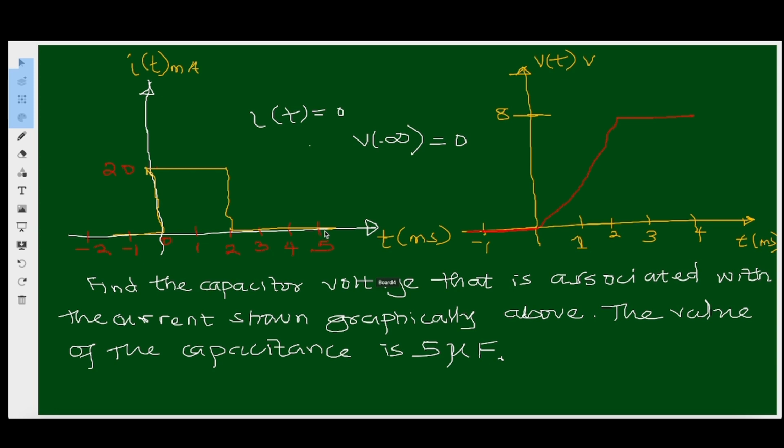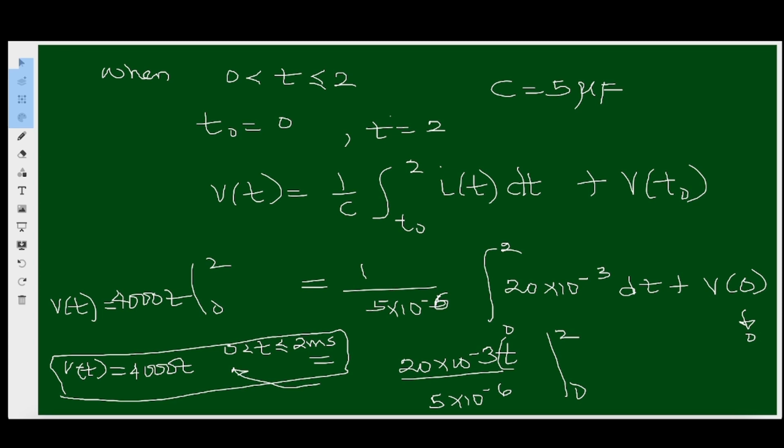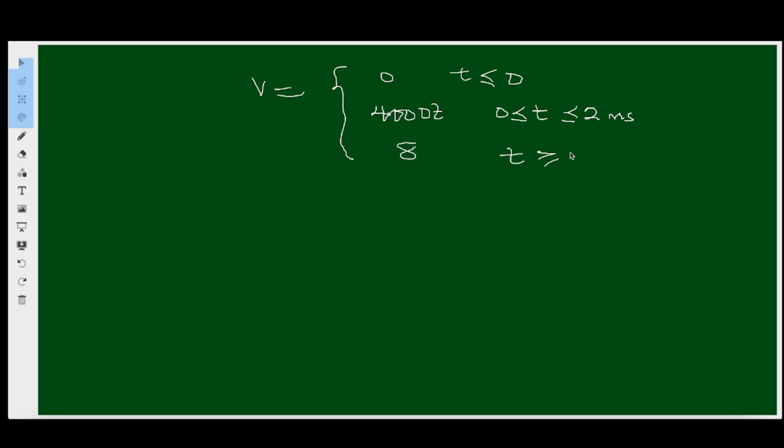I of t is also 0, right? So if you should write that, we have v equals 0 when t is less than or equal to 0, equals 4000t when 0 is less than or equal to t less than or equal to 2 milliseconds, and of course equals 8 when t is greater than or equal to 2 milliseconds. And this is the answer. You can see that it's very, very simple to understand.